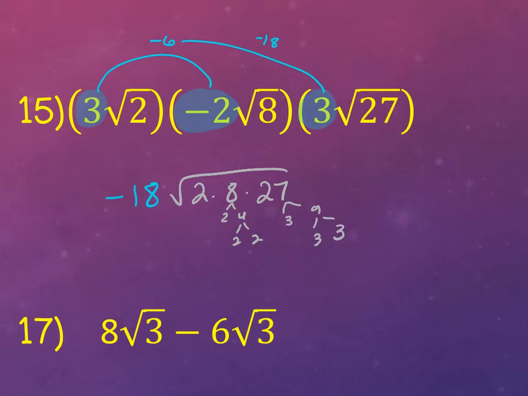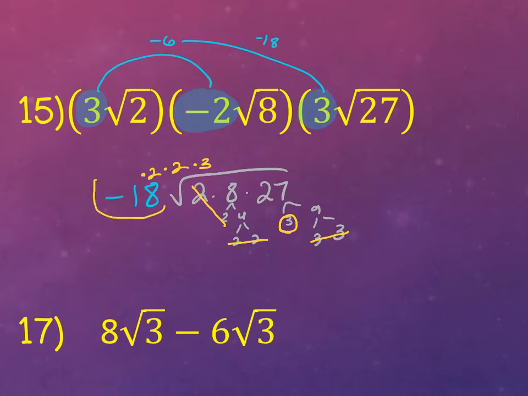Now every pair is going to go to the outside. So I've got one pair of 2's here. I'm going to bring it to the outside. Another pair of 2's here, I'm going to bring it to the outside. A pair of 3's, bring it to the outside. The only dead end branch left is the single 3.